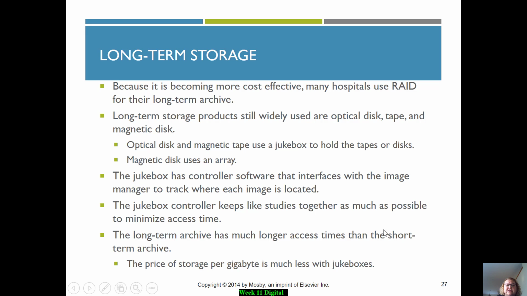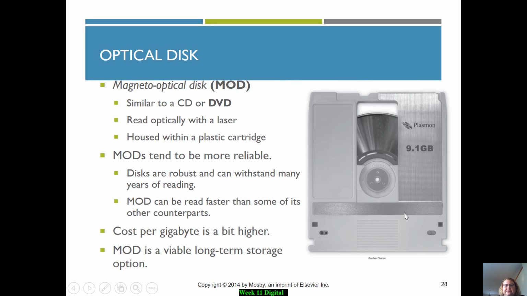Long-term storage is important because this is how we're going to pull our information off of PACS. If your patient goes across town to see a specialist, they're going to pull from that long-term storage. So it's very cost-effective for hospitals to have this system in place. It widely uses optical disc, tape, and those magnetic discs that I was just showing you. It looks kind of like a jukebox that holds all those tapes and discs together, and then it interfaces and loads the information up when we need it.